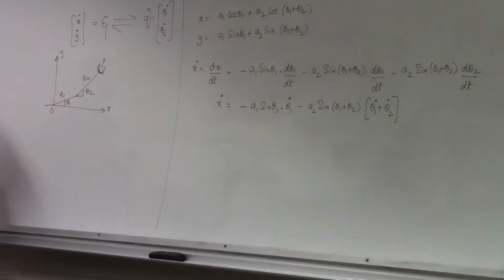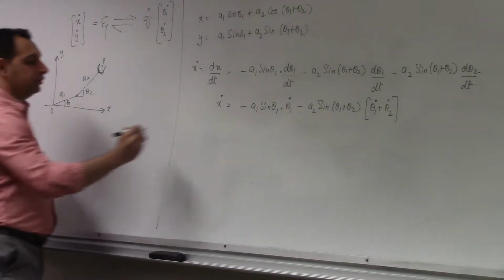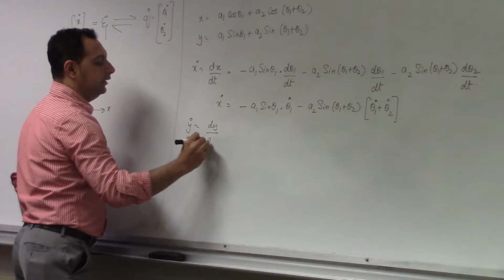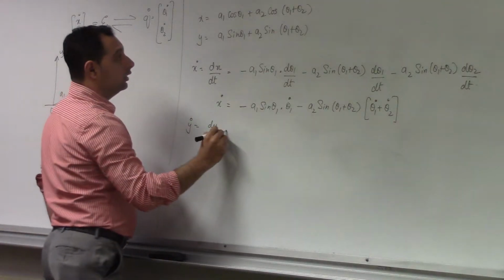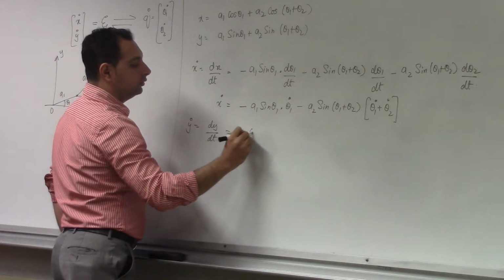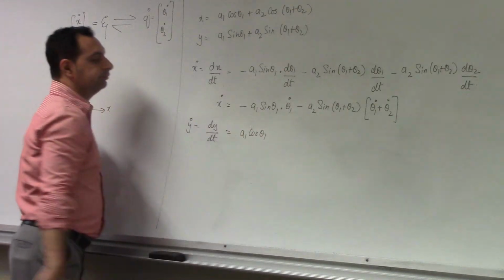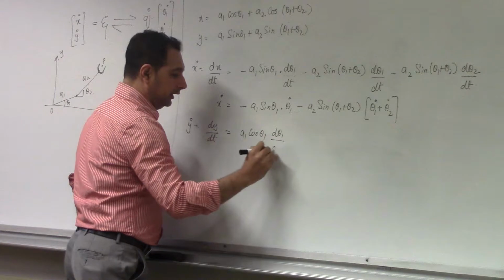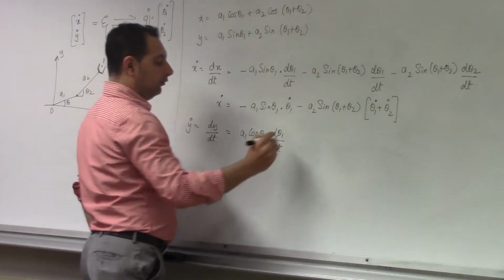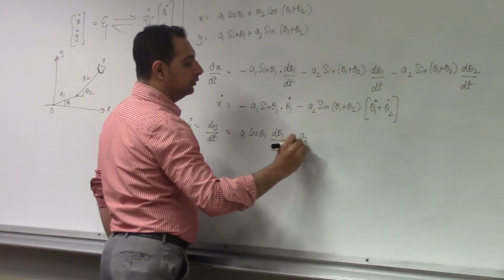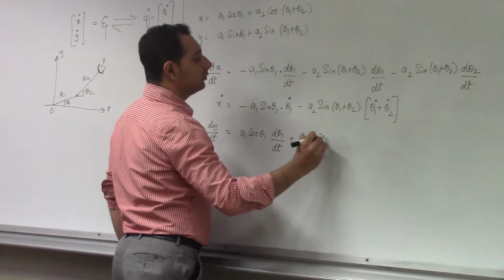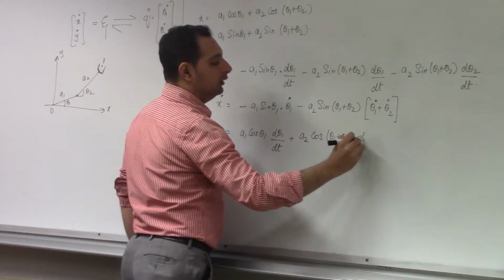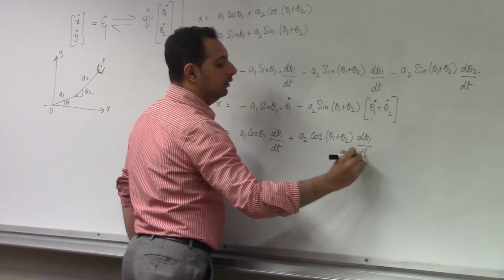Same thing applies to y. When we go to y dot, that will be equal to dy by dt. This will be equal to a1 cos θ1 dθ1 by dt plus a2 cos(θ1 + θ2) dθ1 by dt.